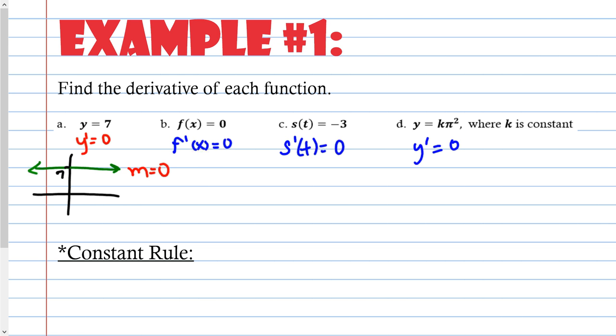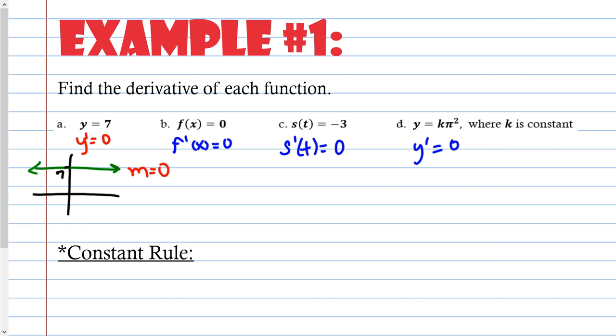Now hopefully you see that the pattern is that all of these are equal to 0 because the functions themselves didn't involve x at all. There weren't any x's here. The first one we had 7, the second one was 0 by itself, c was -3, and d still included no x's, no variables. So whenever you have just a number, which is referred to as a constant, your derivative is equal to 0.